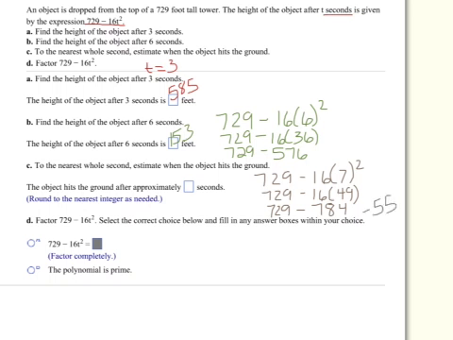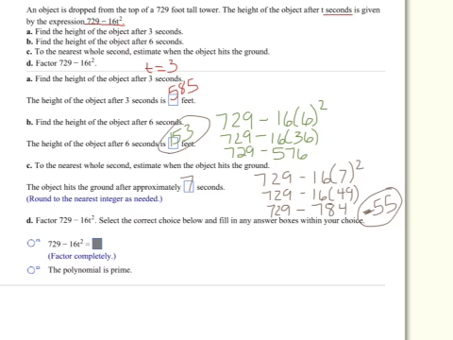So after 7 seconds, it's actually hit the ground. It's actually hit the ground sometime before 7 seconds because this is coming out to be a negative distance. So it's sometime between 6 and 7 seconds, and I think it's closer to 7 seconds because negative 55 is closer to 0 than 153 is. So the object is going to hit the ground after almost 7 seconds. It's not quite 7 seconds.